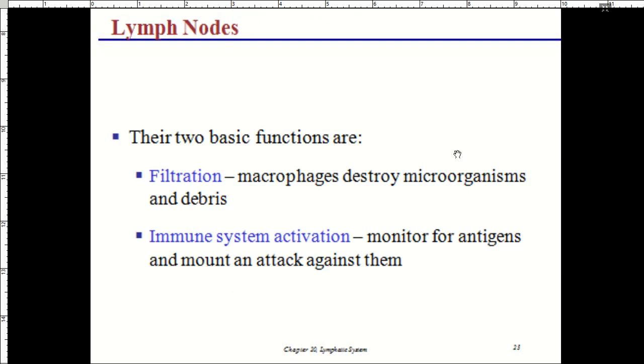What are the basic functions of the lymph node? So the lymph node has two functions, one being filtration. So it's a filtrating organ. It is abundant in macrophages that will be destroying microorganisms and debris. Two, it acts as immune system activation. So detection and monitoring of antigens, right? And mounting an attack against them. So basically, that's the function.